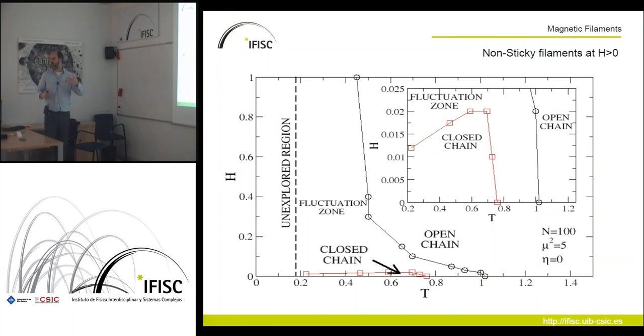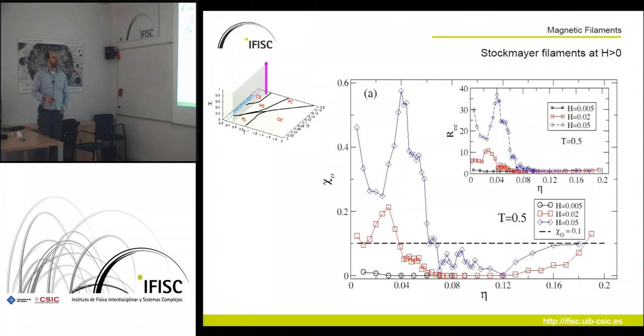This also implies that when you have more than one chain, you will expect this region, the fluctuation zone, to convert into a kind of coexistence phase between the two types. When we have Stockmayer filaments, or sticky filaments, with monomers that are attracted to each other, we can see something very interesting: both the end-to-end distance, the radius of gyration, and also the probability of having open structures show a very weird behavior. First they decay, then they go up, then there is kind of a plateau, and then suddenly they drop down. And notice that this depends on the strength of the field.